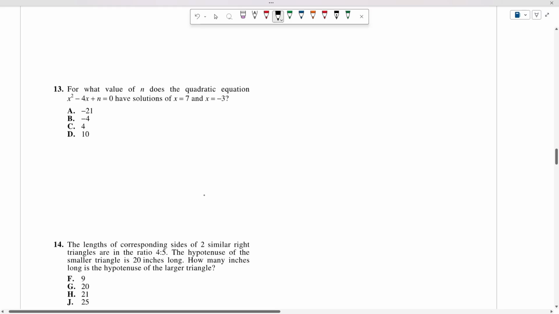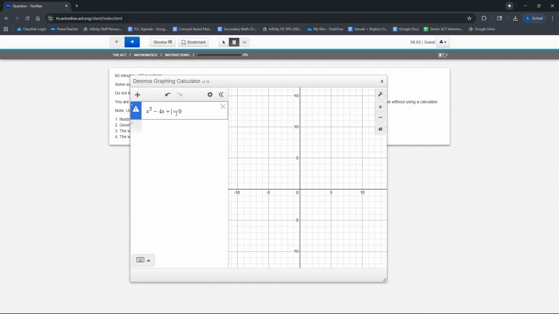Number 3. For what value of n does a quadratic equation have solutions of x equals 7, x equals negative 3? I see quadratic equation. What I'm going to do is go into Desmos and try each of these four answer choices and see which ones have these two roots, these two solutions. So I'm going to try negative 21 first.